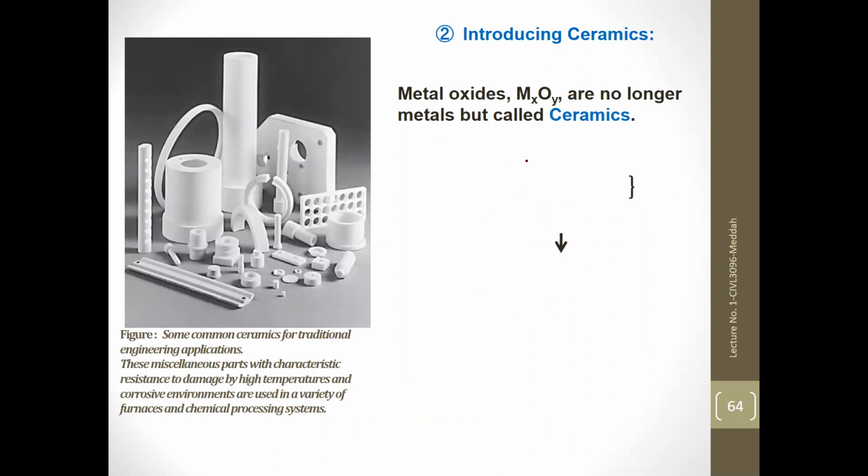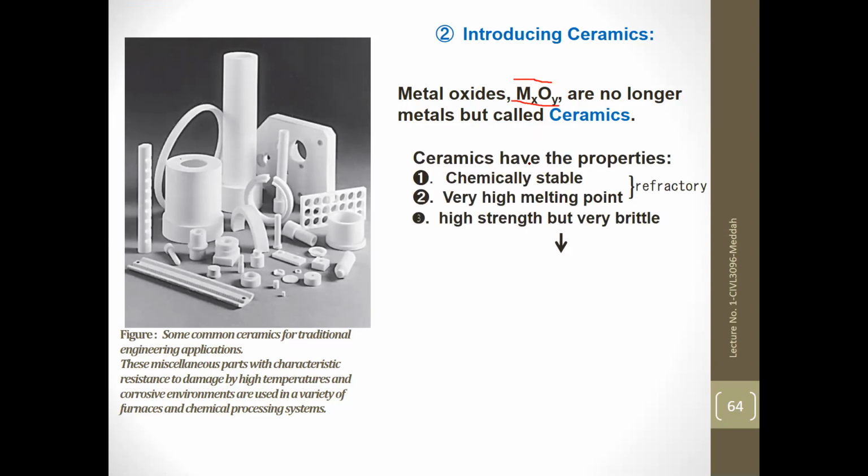As I said, to form ceramic materials, you need to combine metal with oxygen. This is the most common case, but it could also be with nitride or carbide. But the most common is forming ceramics by combining metals with oxygen. Also, one of the properties of ceramics is that they are chemically stable, so they don't react easily with chemicals. They have quite a high resistance to chemical attack.